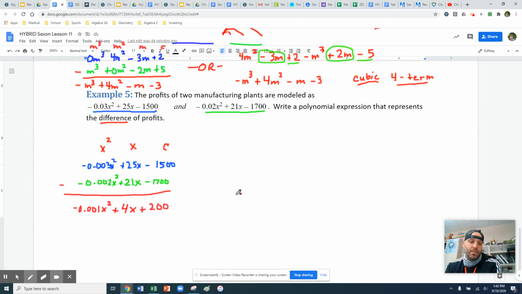To recap, in this lesson, we looked at how we can classify polynomials. You want to make sure that you combine like terms where possible and then find where that leading term is with the highest degree. And then we've got strategies for both adding and subtracting polynomials.